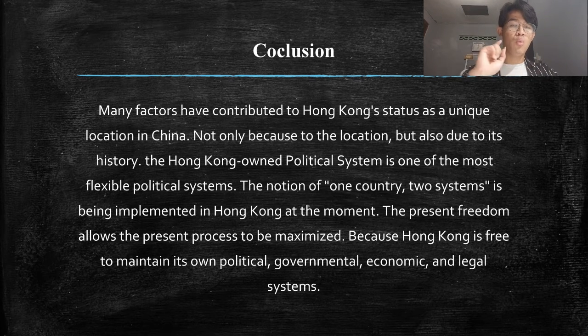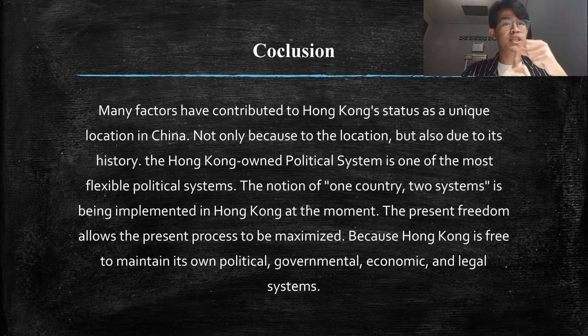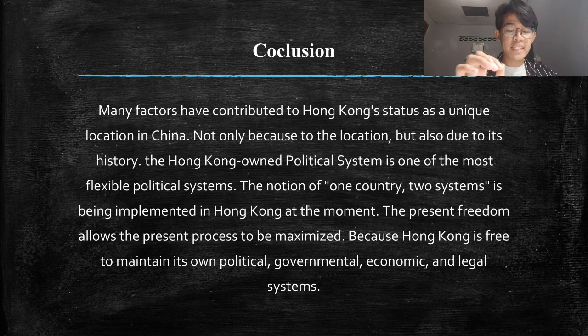Hong Kong has one concept in their country. That concept is one country, two systems. One country because they have boundaries with China, but China gives Hong Kong freedom to rule their own territory. Hong Kong is free to run their existing system in its territory. Hong Kong became a special administrative region in China. So what is a Hong Kong administrative region?